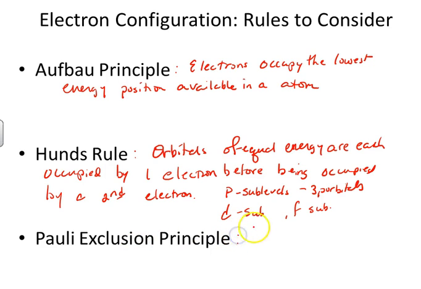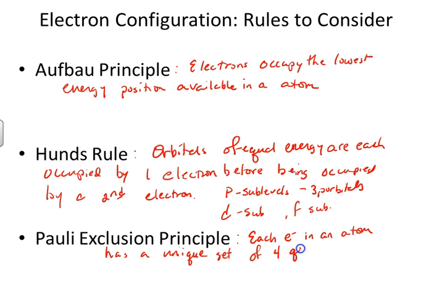The Pauli exclusion principle says each electron in an atom has a unique set of 4 quantum numbers. Where this becomes important is when we have 2 electrons that are occupying the same energy level, sublevel, and orbital. They have to have opposite spins.